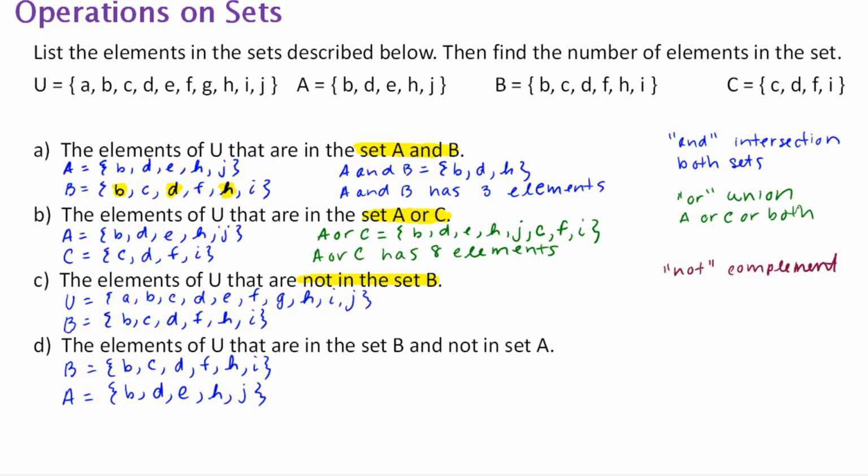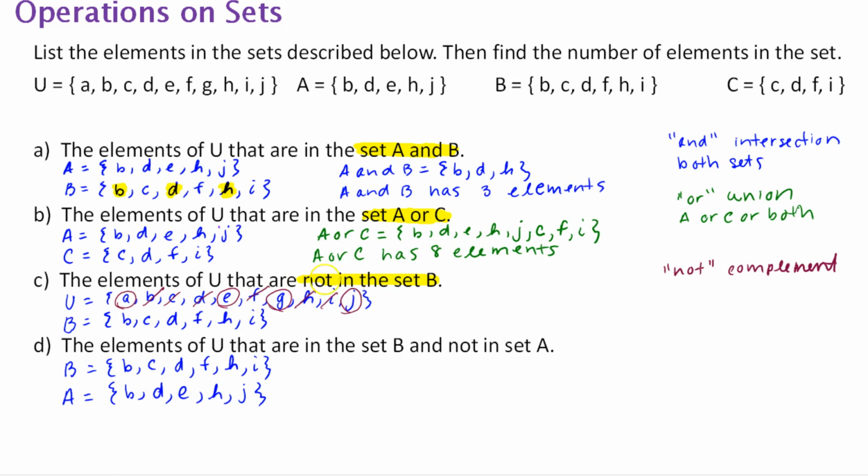So our method here is we're going to look at the set B and cross out every element in B that's in U. All of the elements in B are going to be in U because it's a universal set, but to find the elements that are not in B, I can just cross them out of U. So I'm going to cross out the element B, C, D, then we have F, H, and I. So I crossed out all the elements in B, and now I'm going to circle the ones that are left in U.